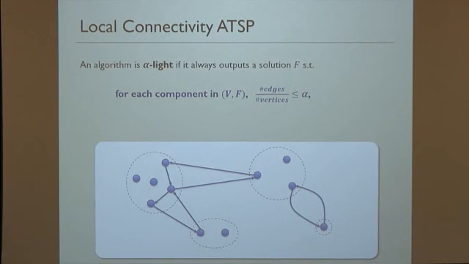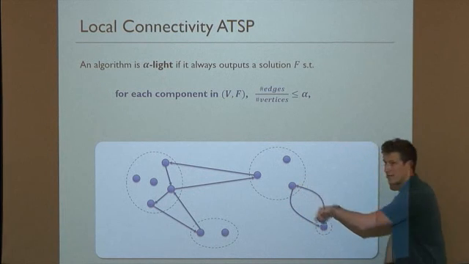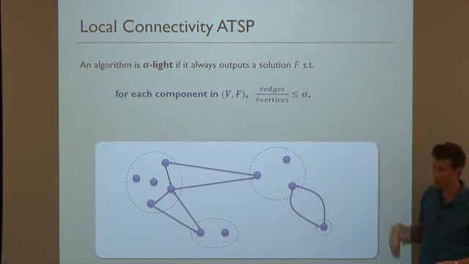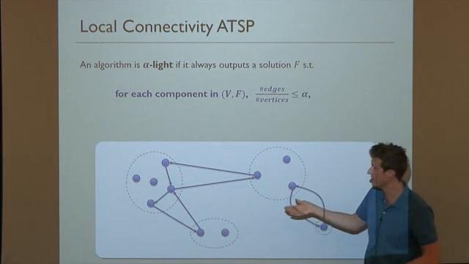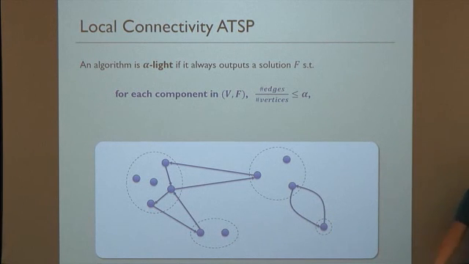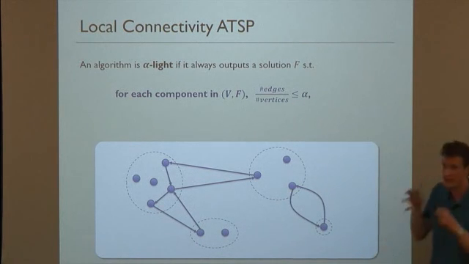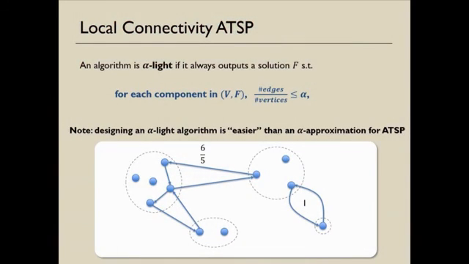This means that locally, it looks like a good tour. If we look at this component here, I visit two vertices, and I use two edges. That's a perfect tour, so alpha is 1. If I look at this component here, I use 6 edges, and I visit 5 vertices. So this is like a 6/5 approximate tour. What I'm saying is that it's an alpha light algorithm if each component locally is an alpha approximate tour. So here's 1, 6/5.